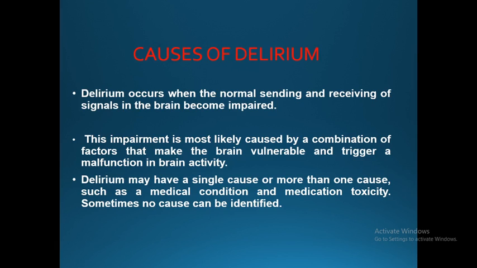Causes of delirium. First of all, what you should know, the causes are not completely understood or stated, but basically we think that delirium occurs when the normal sending and receiving of signals in the brain become impaired. This impairment is most likely caused by a combination of factors that make the brain vulnerable and trigger malfunction in brain activity. Delirium may have a single cause or more than one cause, such as a medical condition and medication toxicity. Sometimes no cause can be identified.